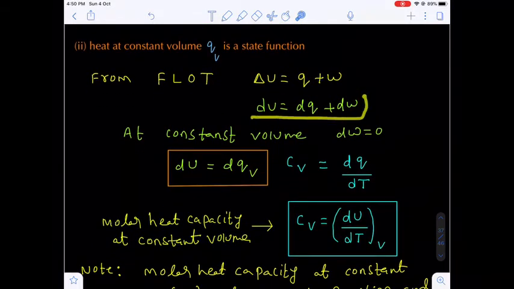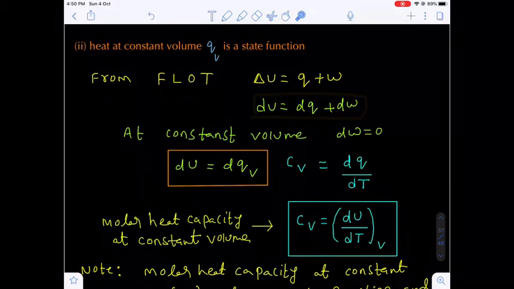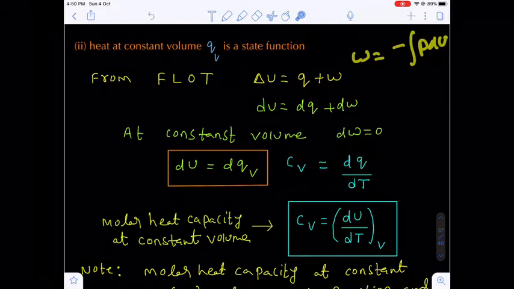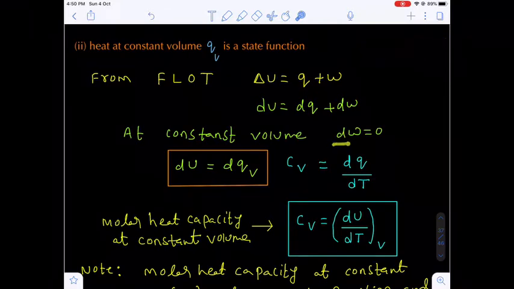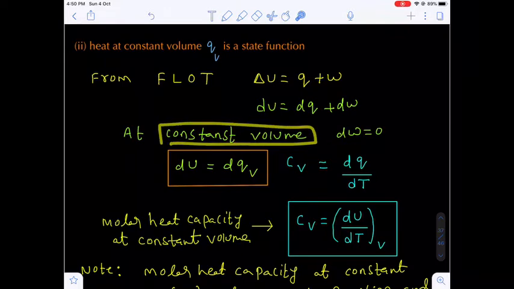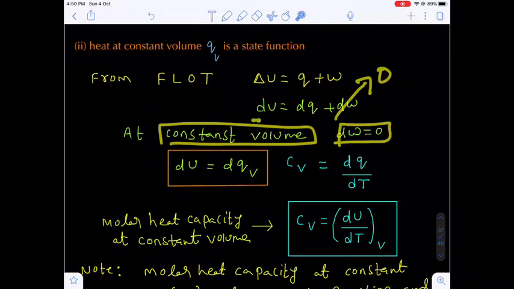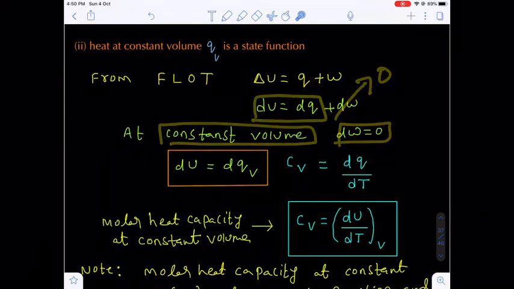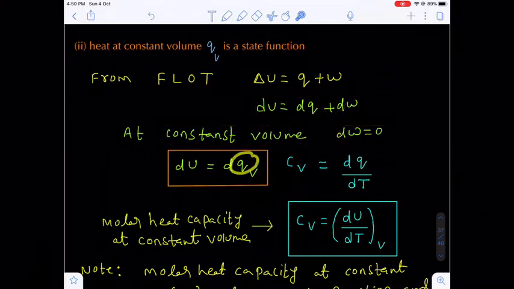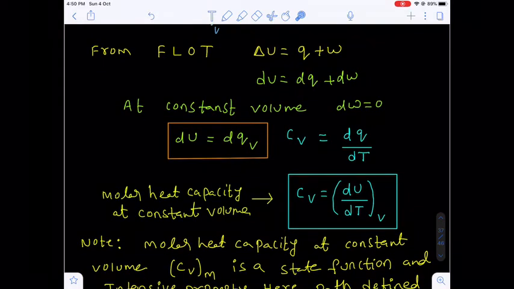Here, what is the w? In the last class I told you, w is equal to minus integral p dV. Are you getting my point? So here at a constant volume, work done will be 0. Instead of dw, shall I put the value 0 here? So dU will be equal to dq. That means change in heat content at a constant volume is nothing but change in internal energy. Are you getting my point?